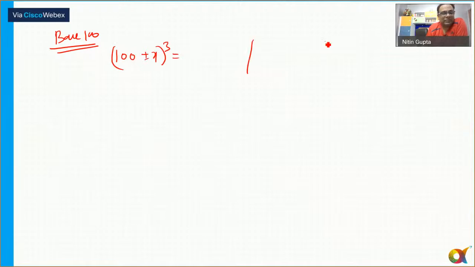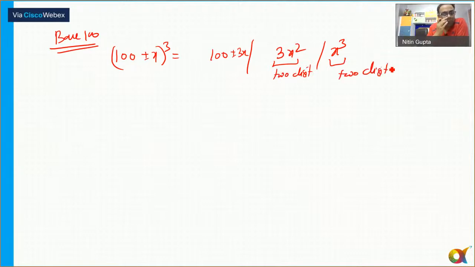So let's see what we can do if we are working on a base of 100. First of all, I'll write down (100 plus minus x) whole cube. Your answer is in 3 parts. The last part is x cube, the middle part is 3x square, and the first part is 100 plus minus 3x. But for base 100, the middle part and the last part must both be 2-digit numbers. That is very, very important here.